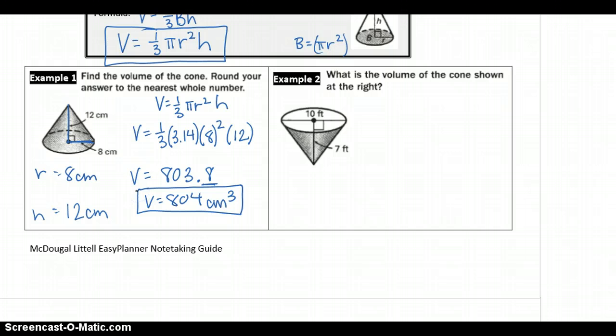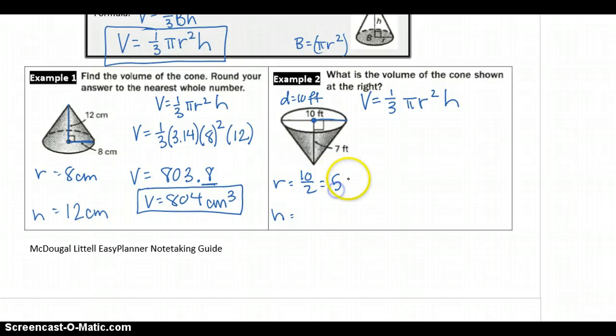Let's do another example, number 2. What's the volume of the cone shown below? So the formula, again, is V equals 1/3 pi r squared h. So we need to know what r is and what h is. Well, r is the distance from the center of the circle to the edge. But we're given the diameter, which is 10 feet. Well, the radius is simply half of the diameter. So we take 10 over 2, and we get that the radius must be 5 feet.